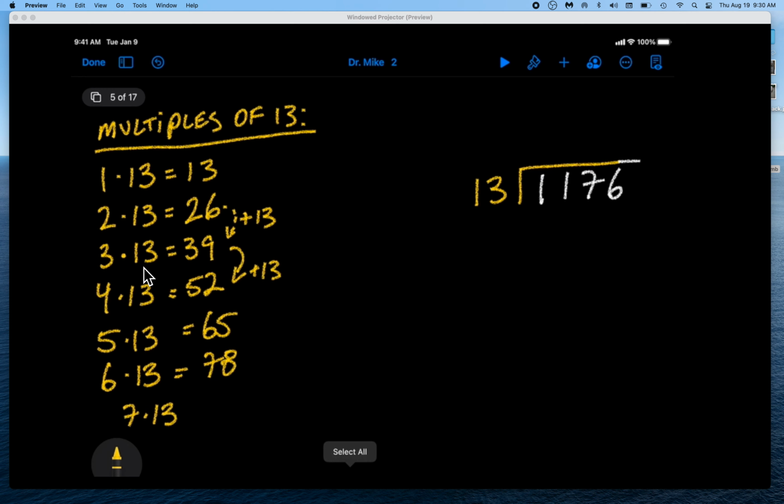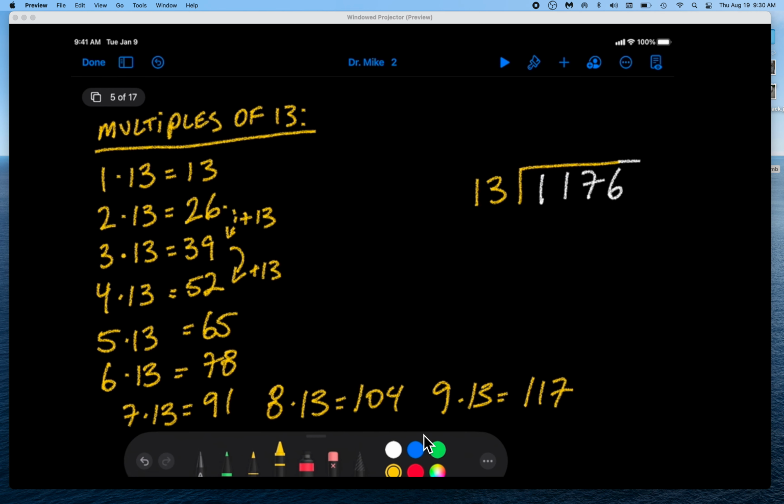7 times 13. I'm going to go to my list now just to save time. 8 times 13 is 104. 9 times 13 equals 117. Okay. We only need to go up to 9 when you do this table, okay?